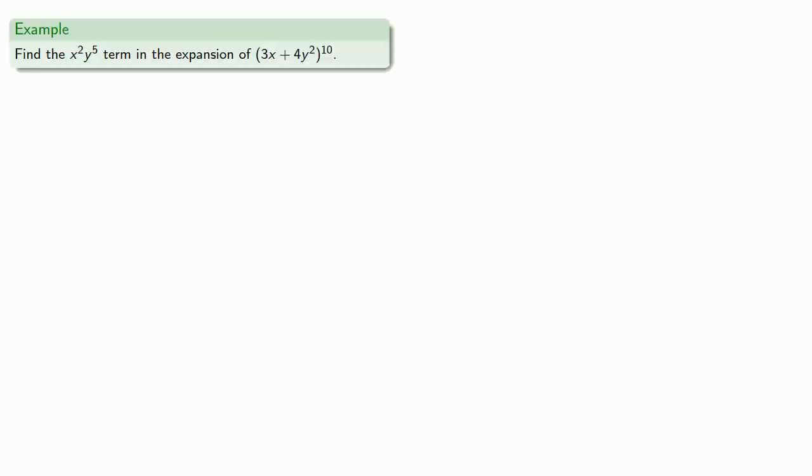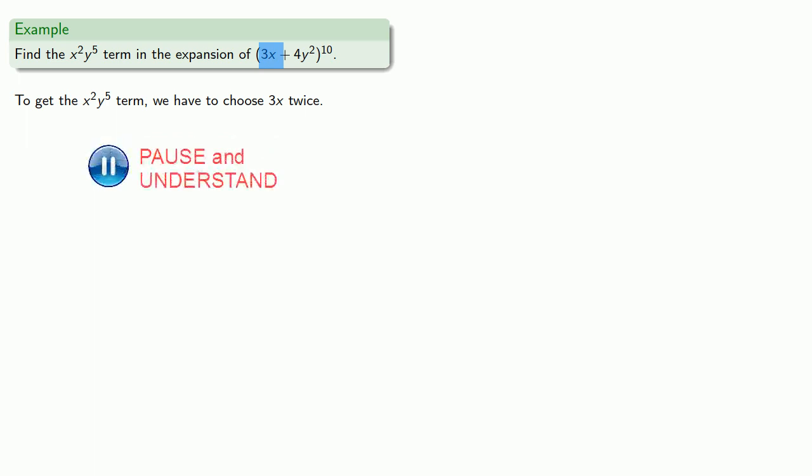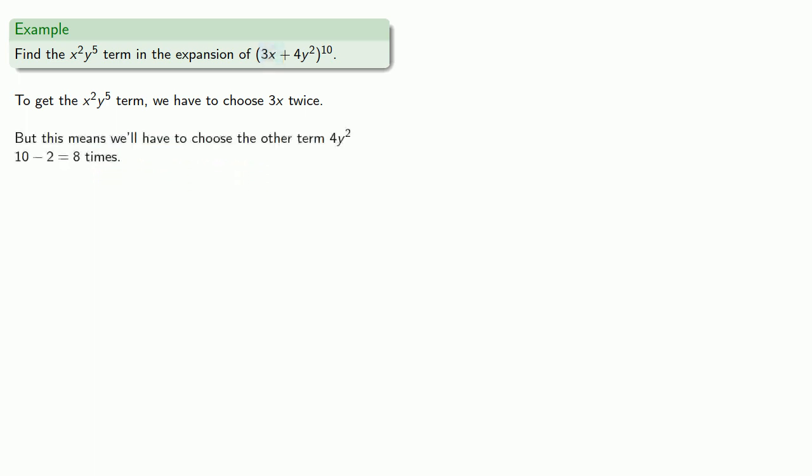So one important idea is that we can't choose part of a term to multiply. So if our binomial terms have powers or additional factors, we have to include them. For example, let's try to find the x squared y to the fifth term in the expansion. To get an x squared term, we'll have to choose a 3x term twice. But this means we'll have to choose the other term, 4y squared, 10 minus 2, 8 times. And so our term will be 10 choose 2, 3x twice, 4y squared 8 times.